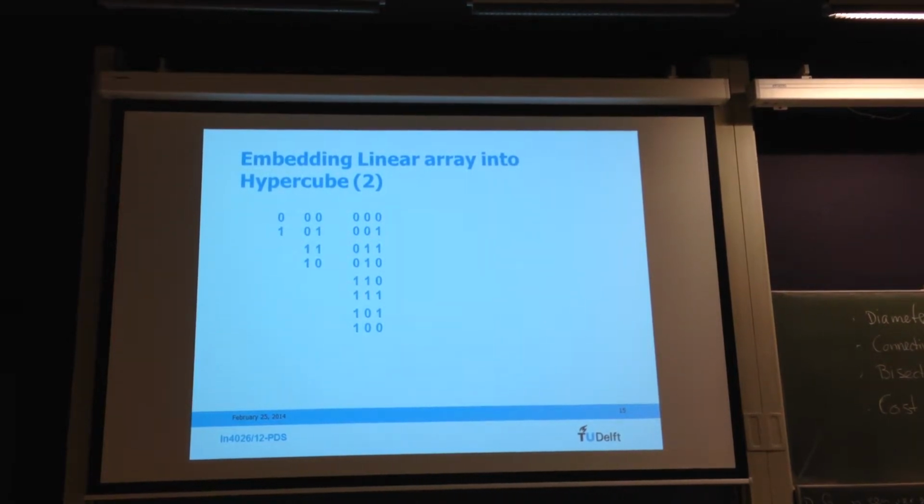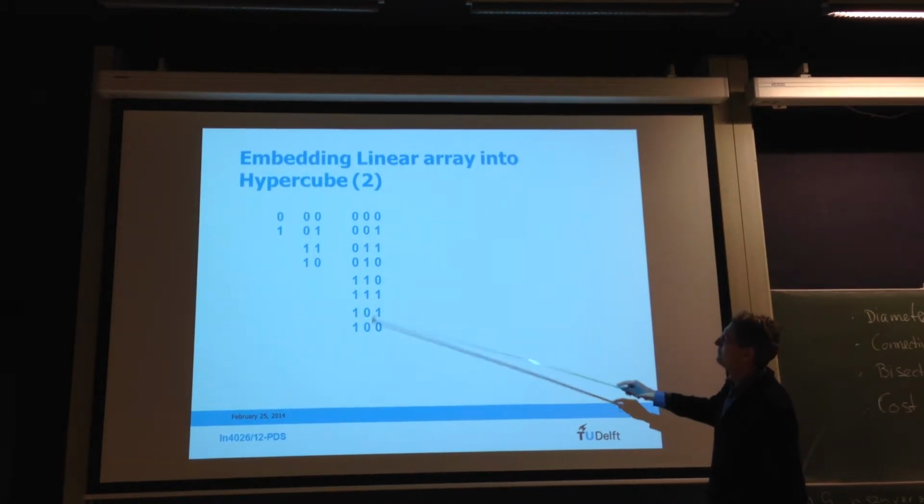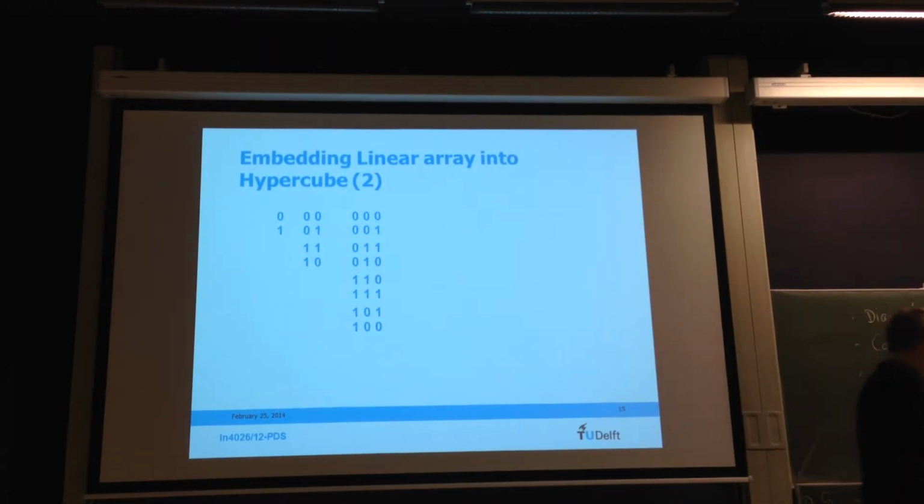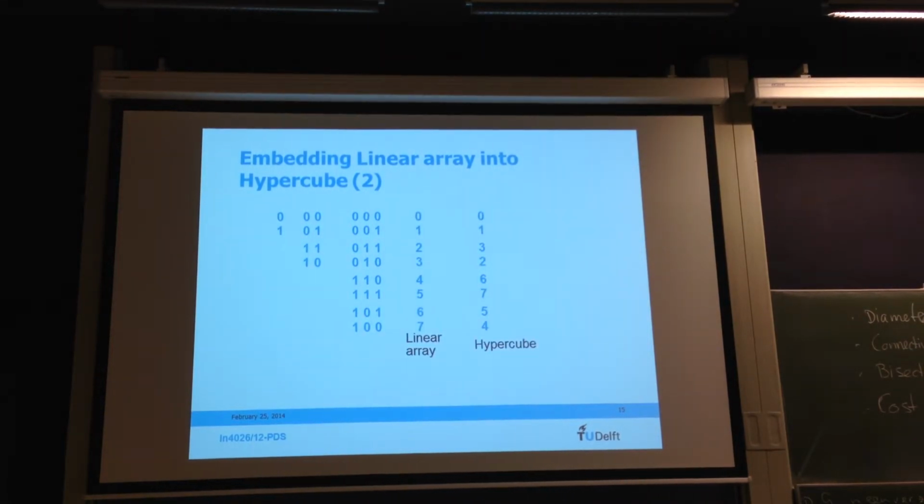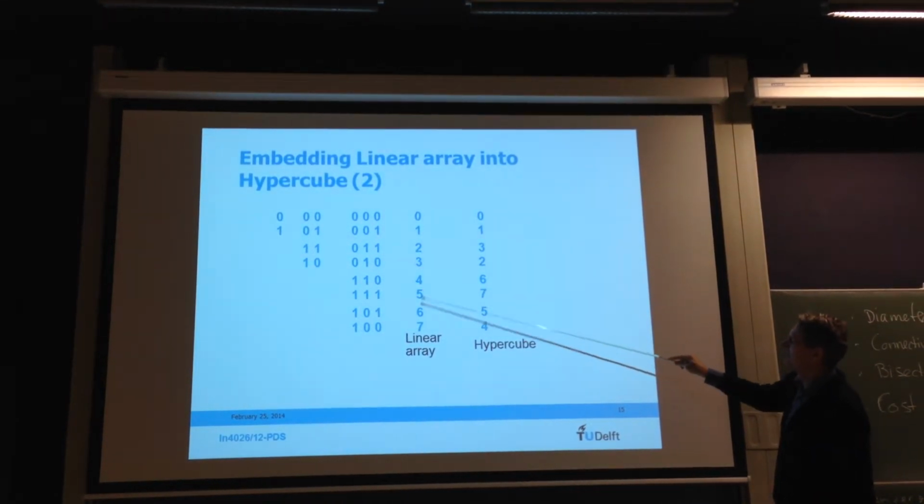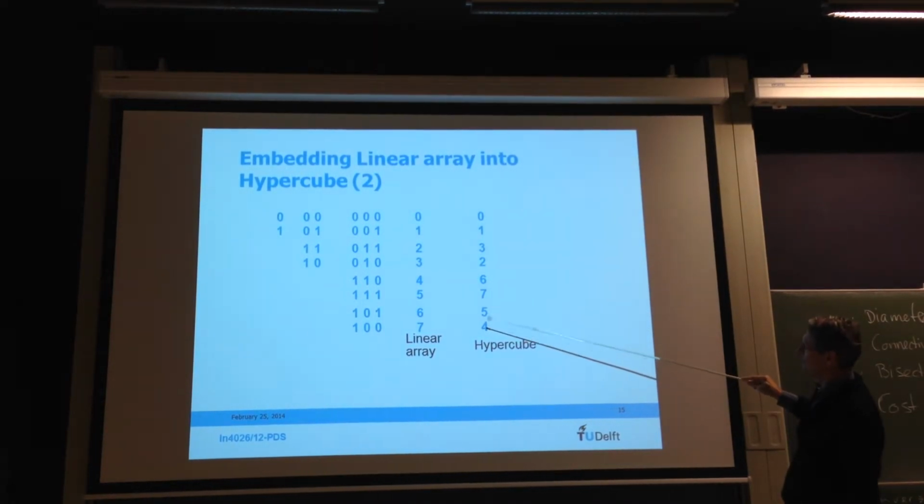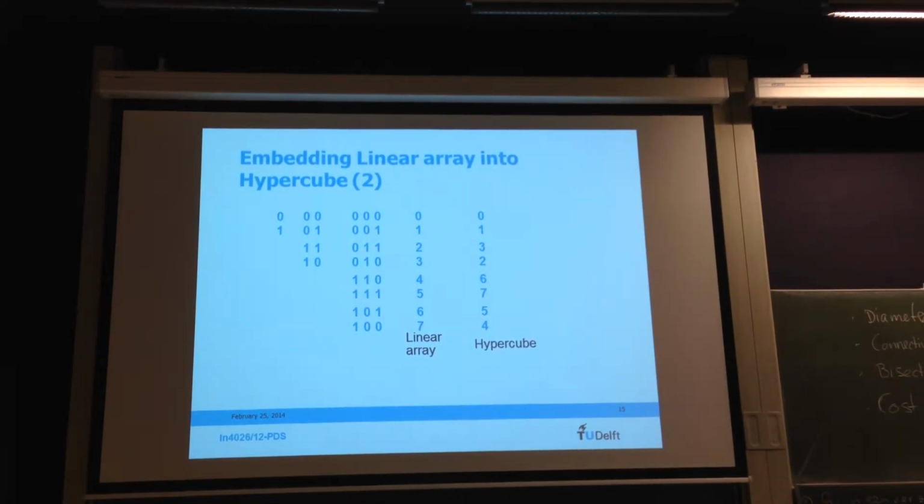And what you get is a numbering of 8 places here, which is in a different order than the normal order of 0, 1, 2, 3, 4, 5. So if I have a numbering of a linear array of 0, 1, 2, 3, 4, 5, 6, 7, I get 0, 1, 3, 2, 6, 7, 5, 4 in the hypercube. Now, how does that look like?